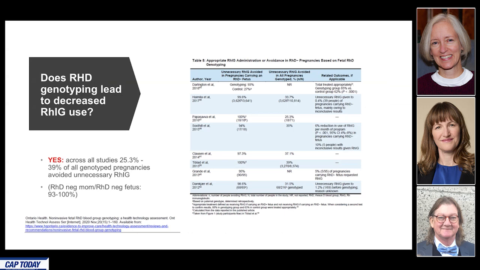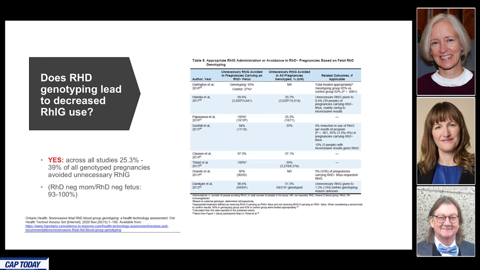Does it actually decrease Rh immune globulin use? Can you correlate the use of this new test to a decreased use of Rh immune globulin? In fact, there have been many studies that show that this is the case. Across all studies, which involve populations with different prevalence of RHD positivity, 25 to 39% of genotyped pregnancies managed to avoid unnecessary Rh immune globulin use.